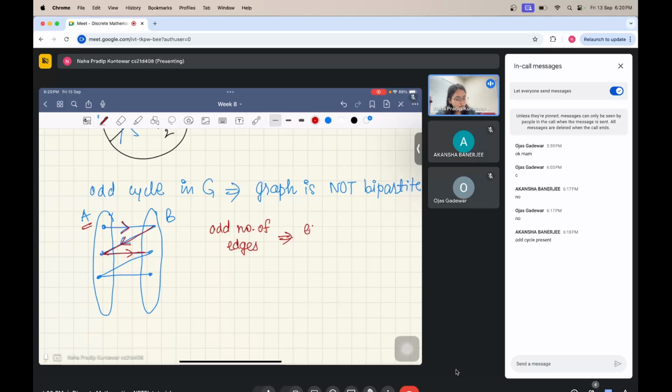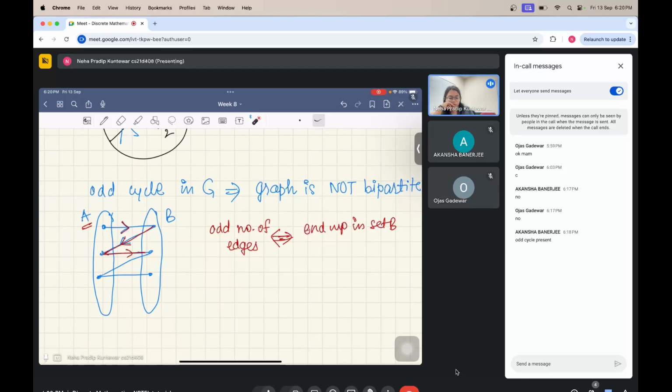Then you will always end up in set B. And similarly, this is an if and only if condition, because if you take an even number of edges, you will always end up in A. So for example here, and so on. So if you take 2, 4, 6 and so on edges, you will always end up in the set A.